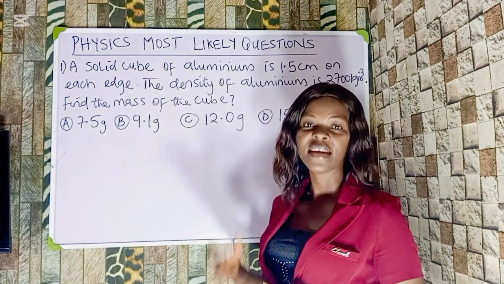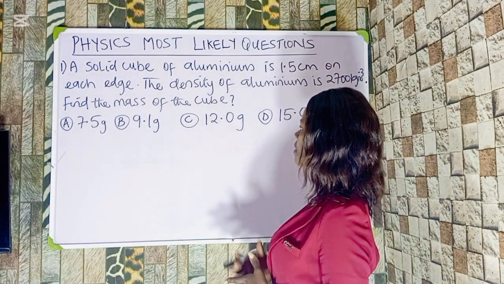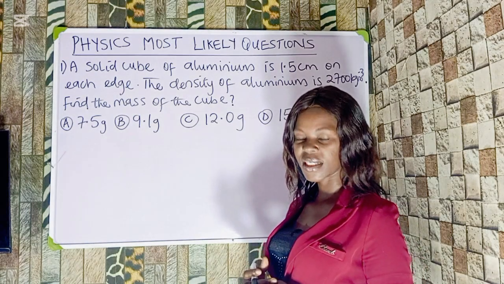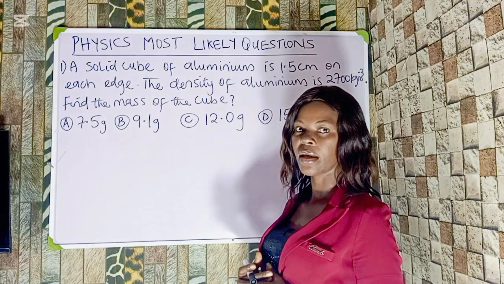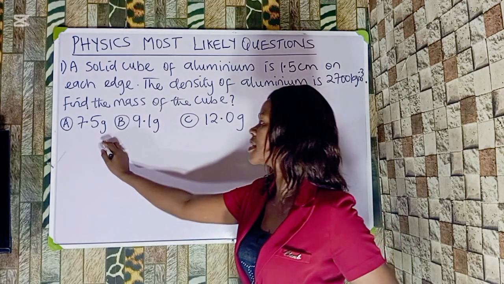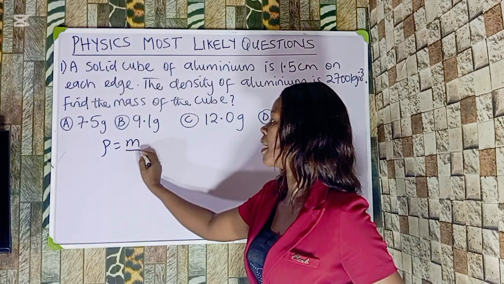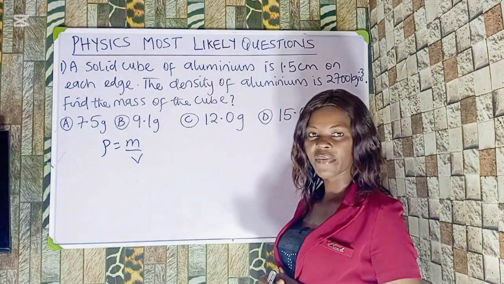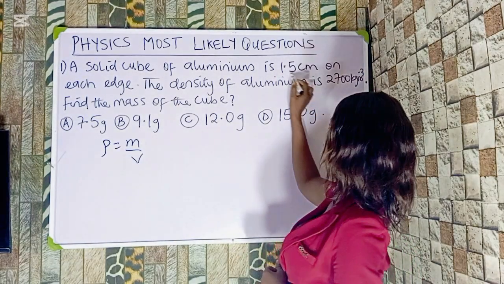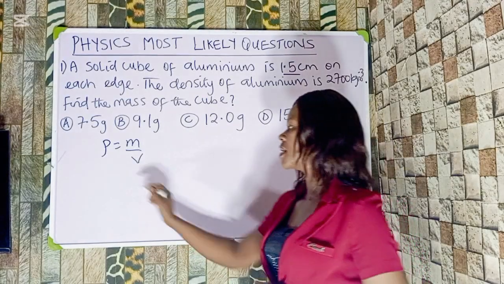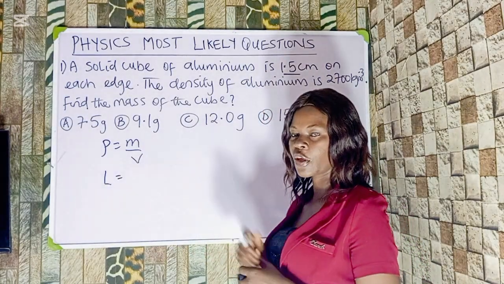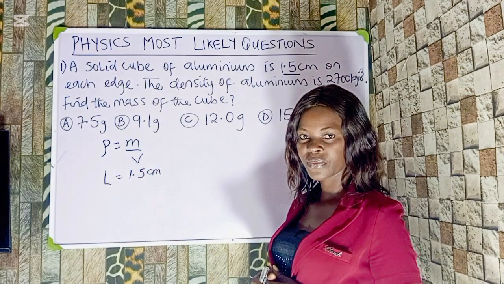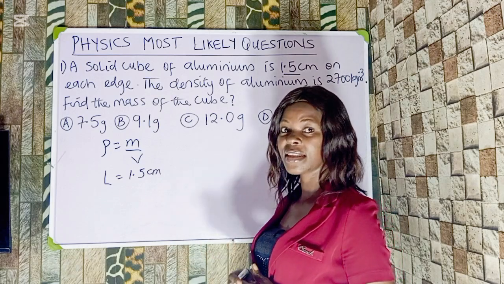Now, looking at this question, the first thing that will come to your mind is this. They are asked to find what? The mass. But there's a relationship between the mass and density, because density is mass per unit volume. Now, we say that density is equal to mass over volume. But we are given a cube and they gave us a side of the cube, which is 1.5 centimeters. But we don't have the volume. Now, we need to get the volume before we can think of getting the mass.